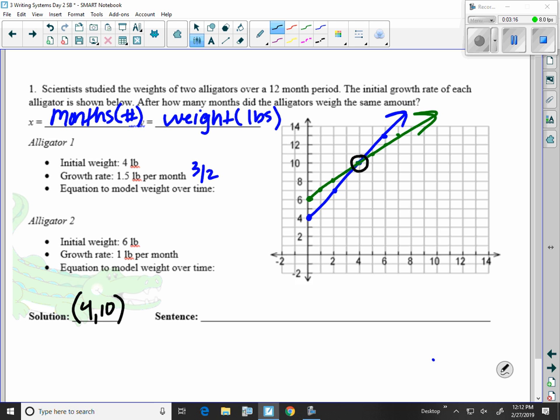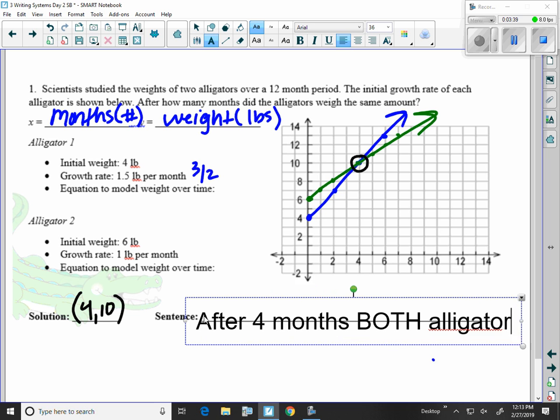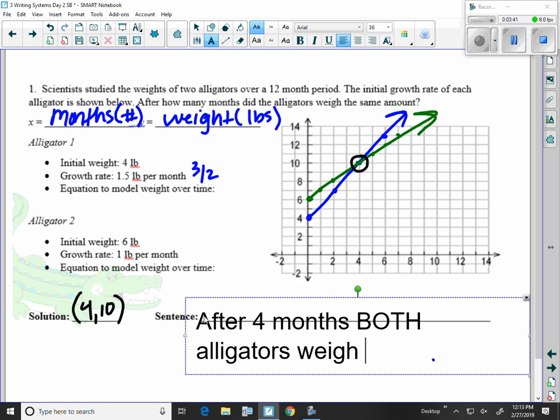Okay, now it says write a sentence because we're talking about a word problem here. Yes? Okay, so what does our solution 4, 10 mean in terms of this problem? So after 4 months, they weigh 10 pounds. Yes, after 4 months, both alligators weigh 10 pounds.